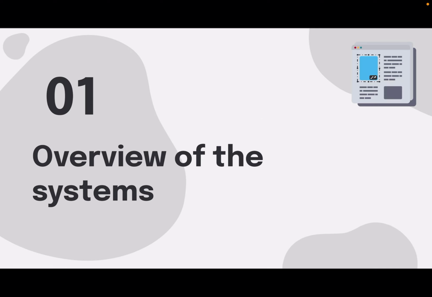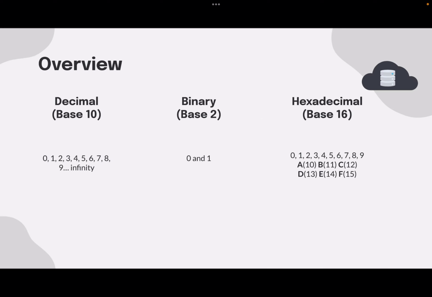Overview of the systems. Decimals, also known as base 10, are numbers from 0 to infinity, so essentially numbers. Binary, also known as base 2, are numbers between 0 and 1. Hexadecimal, also known as base 16, are numbers from 0 to 9, but instead of 10, A, instead of 11, B, 12, C, 13, D, 14, E, and 15, F.